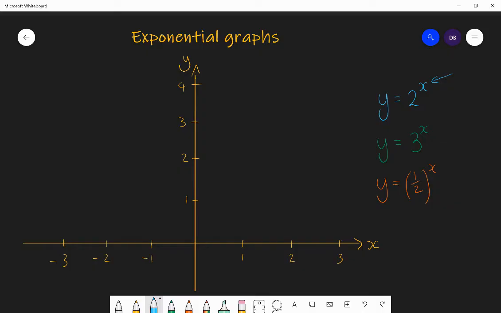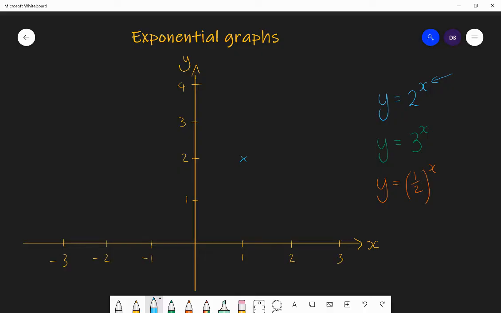So y equals 2 to the power of x is a very simple exponential function. So the thing we are changing is the power. For every different value of x, y will be dependent upon 2 to the power of that value of x. So let's try and plot that. If we plot some simple ones, 2 to the power of 1 is 2. So when x is 1, y will be 2.